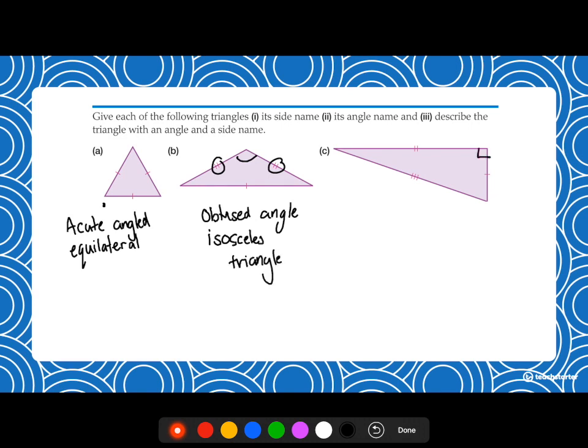Now in this one I see my right angle, so I'm calling it right angled. And all 3 are different, so it must be a scalene. So I hope you can see how we can use the names to be more specific about the triangles.